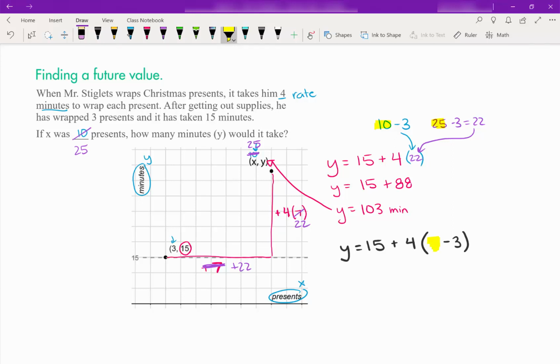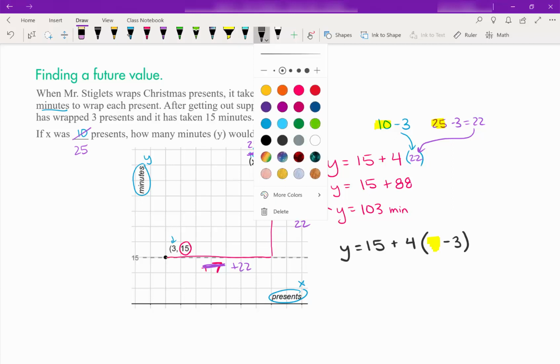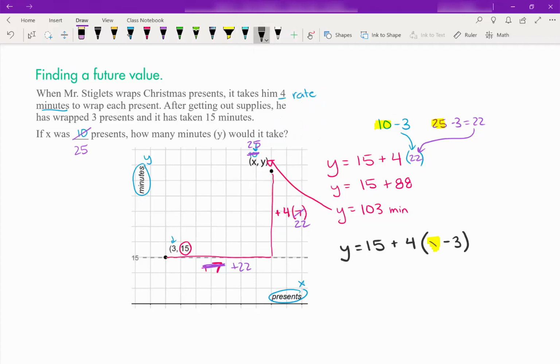So if we think about this, that essentially is the differing value that I keep showing you called x. So in the first case, we let x equal 10. So we did 10 minus 3. And in the second case, we did x equals 25. I could just as likely go ahead and do this for any number. Let's say that I wanted to figure it out for, maybe 17 presents. 17 minus 3 would give me 14. 14 more presents from where I am currently at 3 presents.